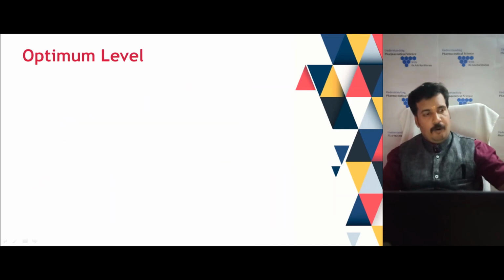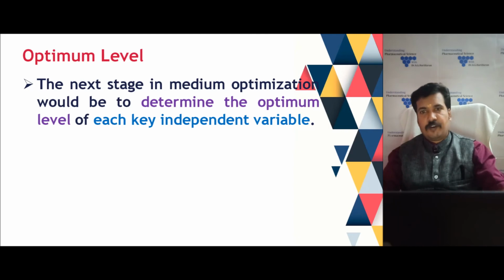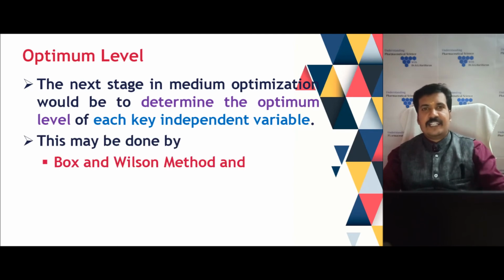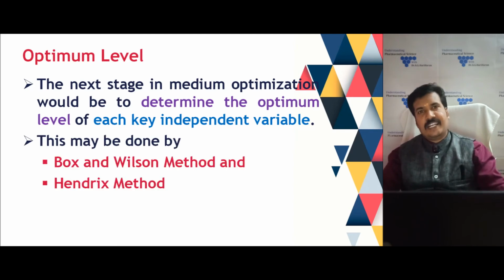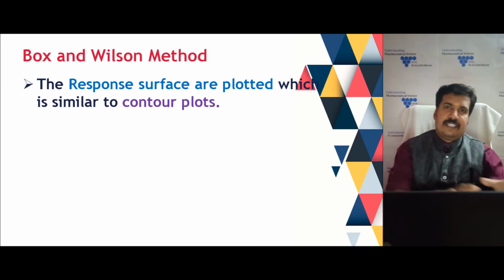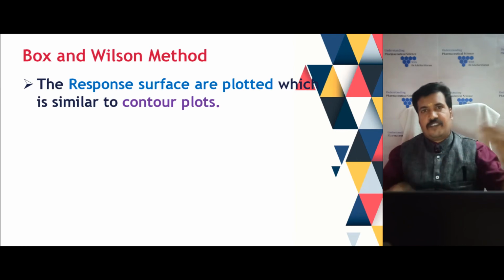So for the optimizing level, we have to select the major variables which are significant in the product formation. So only those should be optimized. This can be optimized by two methods, that is the Box-Wilson method and the Hendrix method. The Box-Wilson method is done by a simple contour plot method. In the Box-Wilson method we call it a response surface plot.